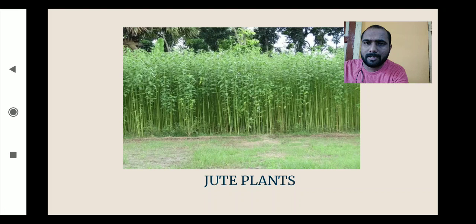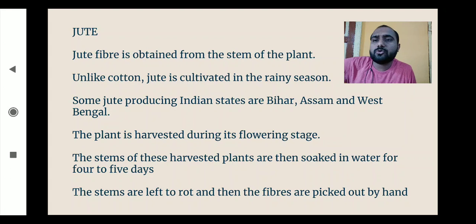Now let us begin with the jute plant. The jute fiber is obtained from the stem of the plant. There is a stem of the jute plant, and from the stem we are getting the jute. Now how to get the jute fiber, that also we want to study. How it will be utilized or where it will be utilized, that part also we want to study.